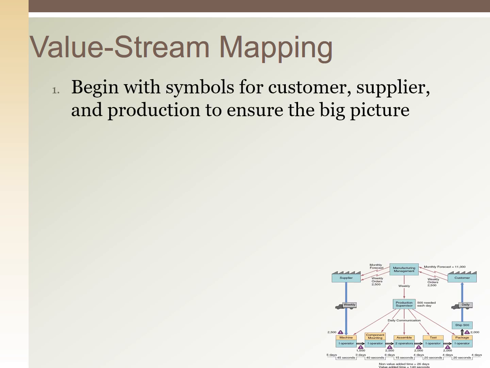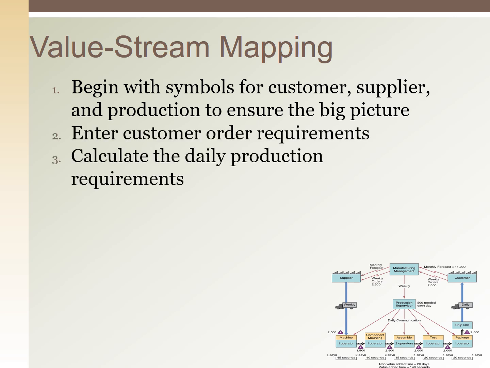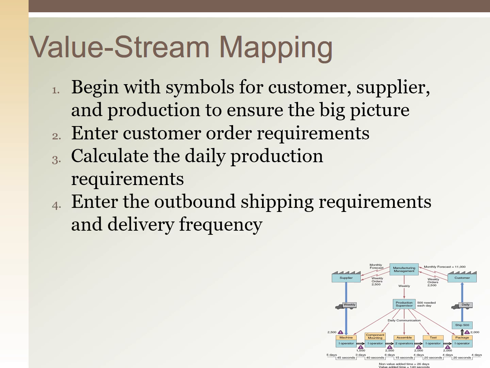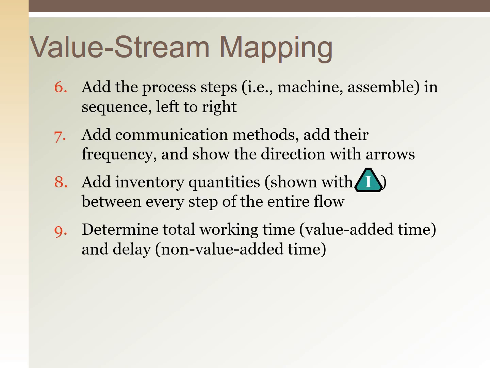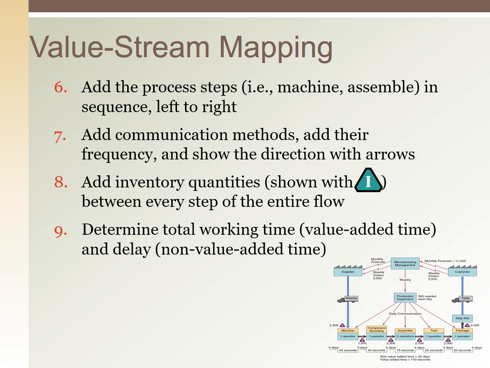So you begin with symbols for the customer, the supplier, and the production to ensure that you have the whole entire picture. You enter the customer order requirements. You calculate the daily production requirements. You enter the outbound shipping requirements and delivery frequency. Determine the inbound shipping method and how often that comes. Add the process steps like machine, assembly, and sequence from left to right. And then you add communication methods, add their frequency, and show the direction with arrows.